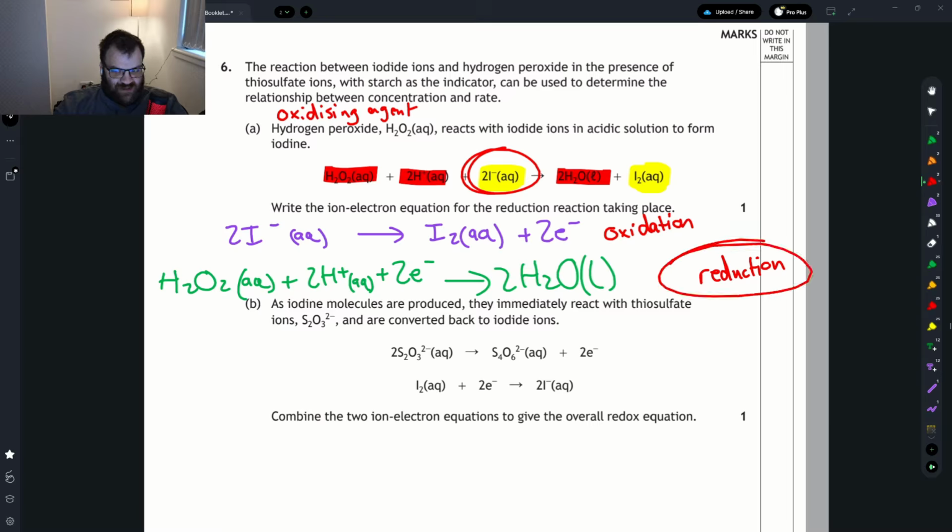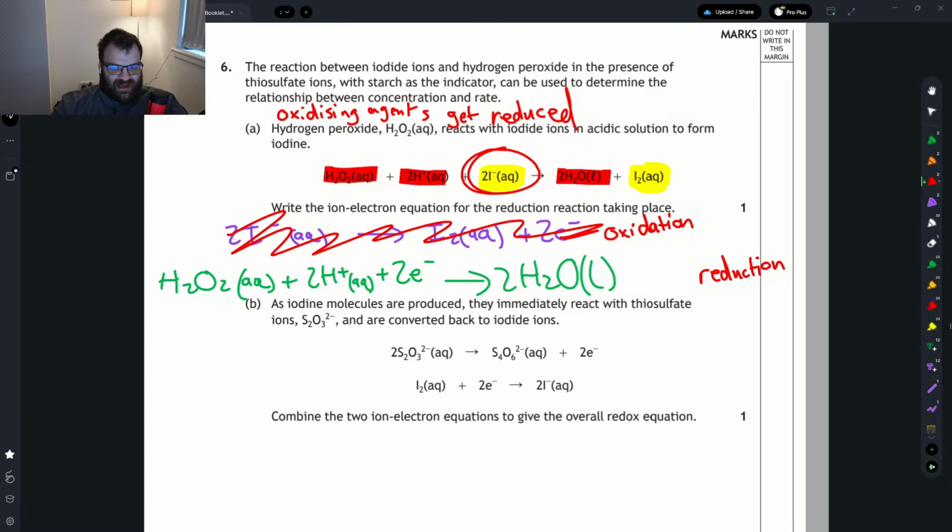It itself is reduced. So if it's one of those chemicals that you come across in other topics, or you just know, that can be used to just jump ahead and get to that one. So oxidizing agents, they themselves get reduced as well. So we could have jumped straight to there, if the chemicals are both in the data booklet.